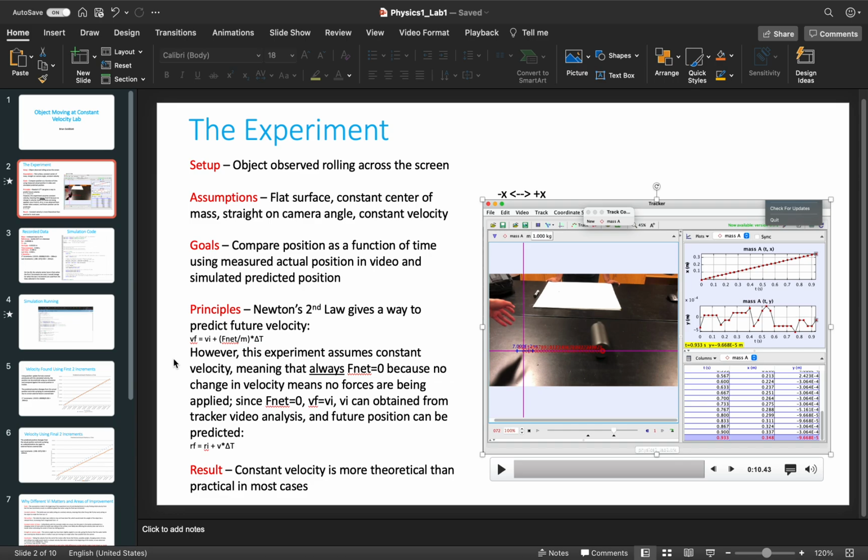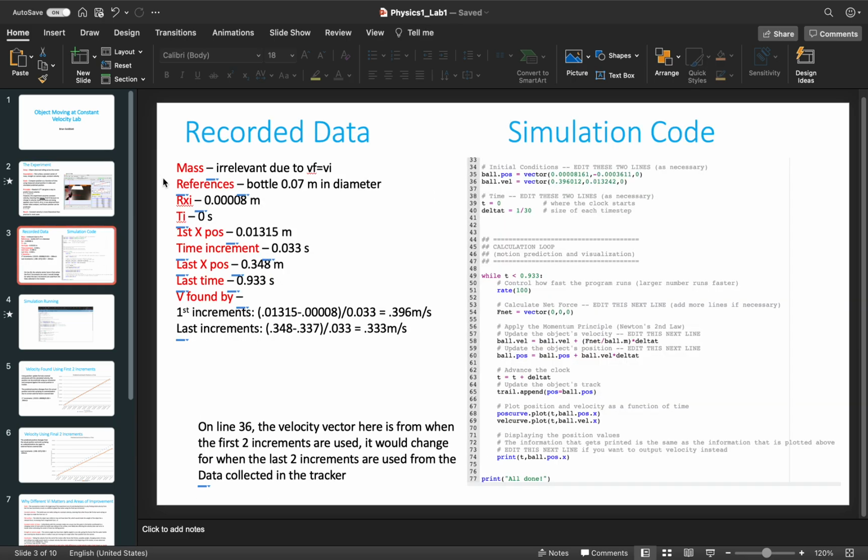Since F net equals zero, final velocity equals initial velocity, and velocity initial can be obtained from Tracker video analysis. And since F net equals zero, future position can be predicted using final position equals initial position plus velocity times delta t. And the result of this experiment is that we saw that constant velocity is more theoretical than practical in most cases because it doesn't account for real-world forces.